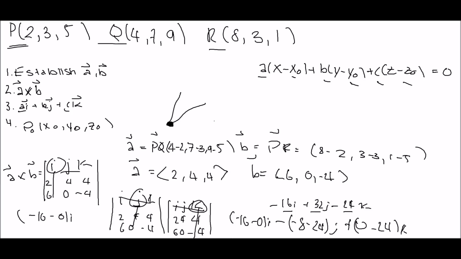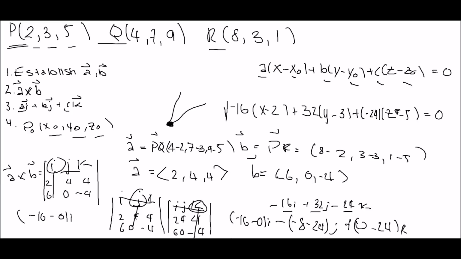So now we know that our x naught, y naught, and z naught come from this point P, 2, 3, 5. So we can write our equation out given this information. We know that our A is equal to negative 16 and our x naught is equal to 2. Our B is equal to 32 and our y naught is equal to 3. Our C is equal to negative 24 and our z naught is equal to 5, which means that this is our equation of a plane.